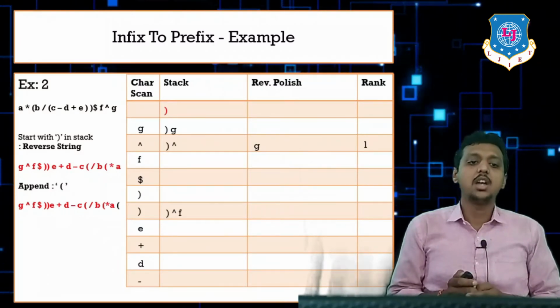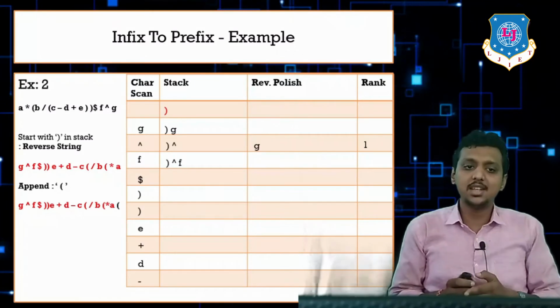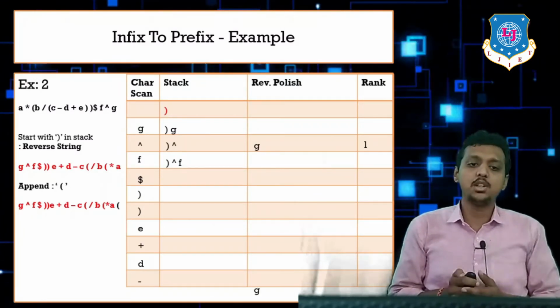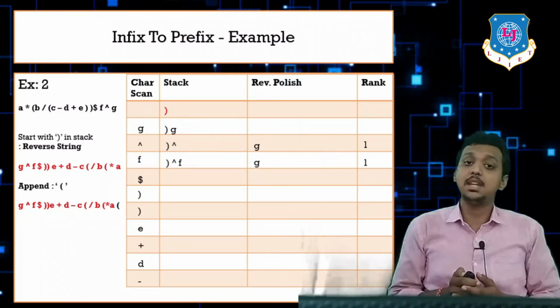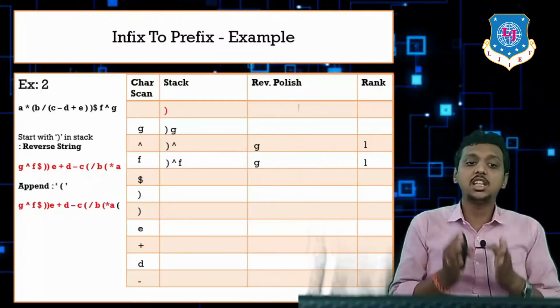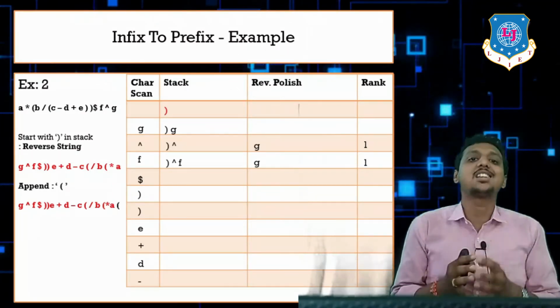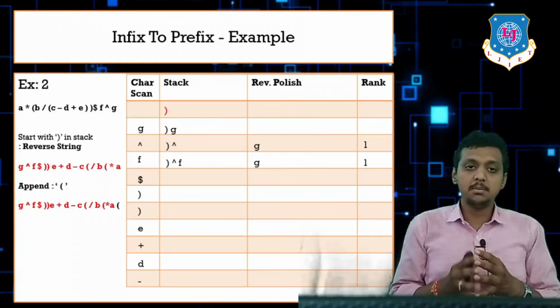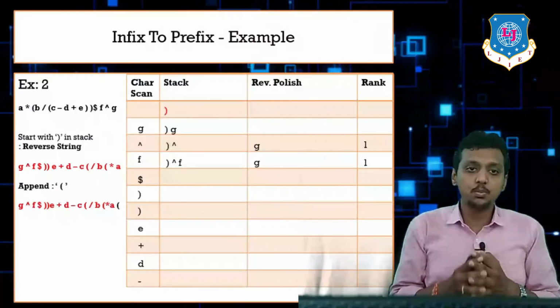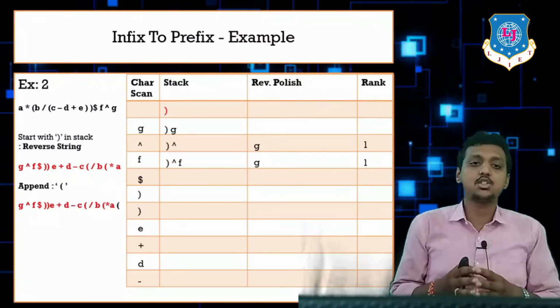Next I have F with us. So obviously F is a character, we just need to push F inside the stack and the reverse polish remains as it is. Rank remains as it is. Next we have dollar with us. See, here again the exponential operators come together. That's why I'm taking this example for the students. Remember what happens in infix to postfix and what is going to happen over here in infix to prefix.